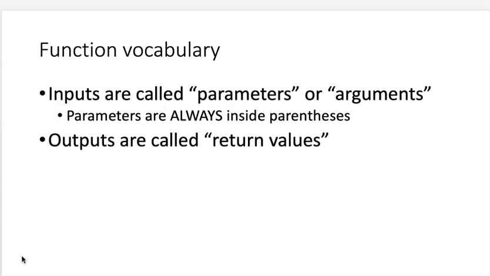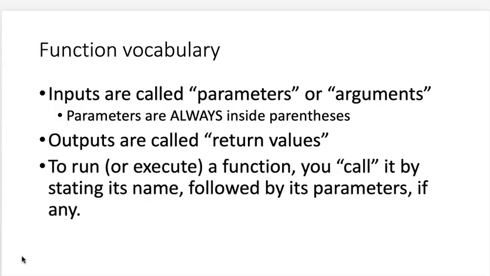Some functions produce outputs. We call these outputs return values. Functions don't do anything until they are called. To call a function, you state its name, followed by 0 or more parameters inside the parentheses. Here's an example of calling the absolute value function. We type the function's name, abs, with the input parameter -8 inside parentheses, and we're storing the return value into a variable x.